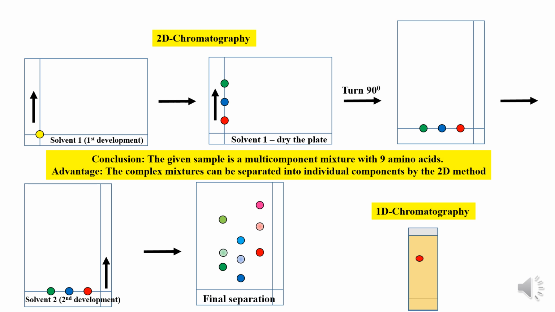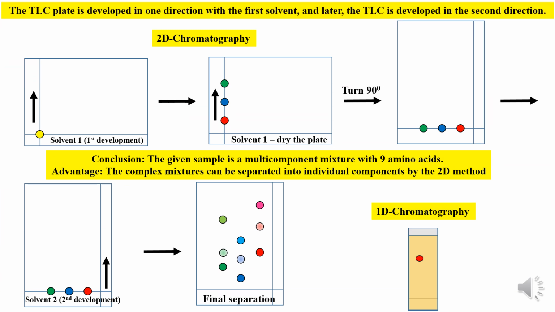And the advantage of this two-dimensional method is that complex mixtures can be separated into individual components by this 2D method. Now the TLC plate is developed in one direction with the first solvent, and later the TLC plate is developed in the second direction.